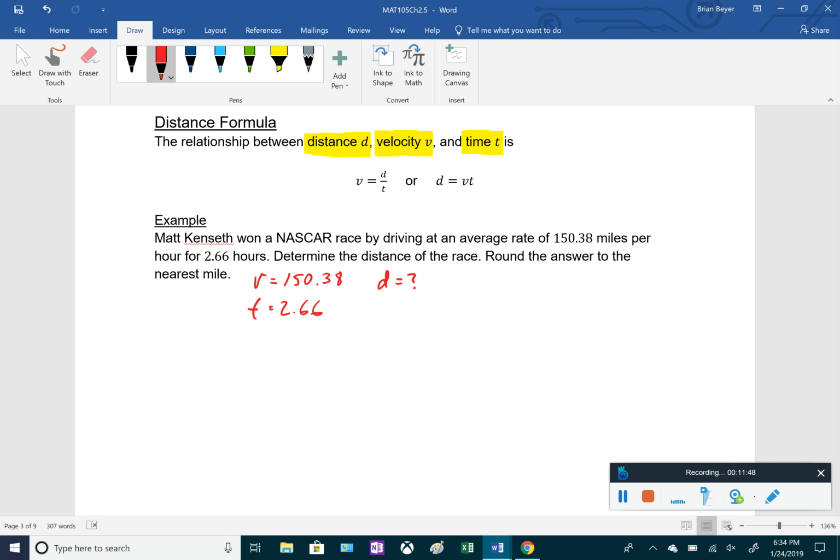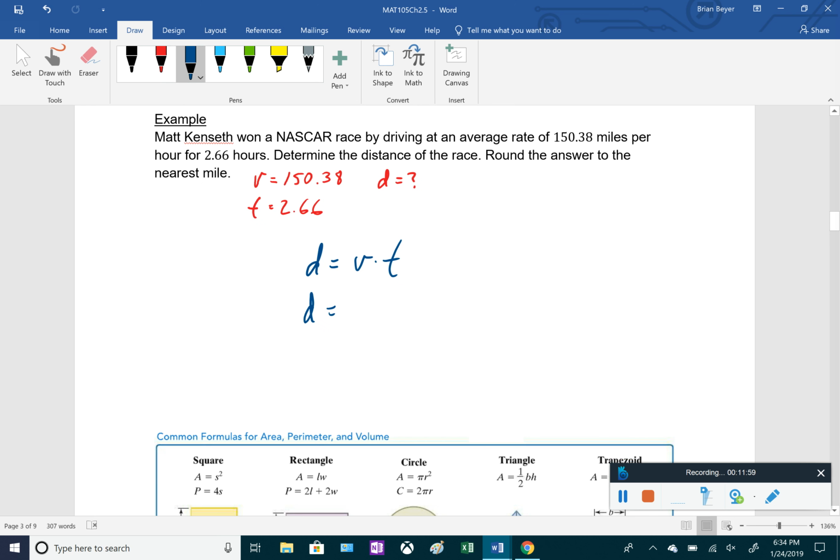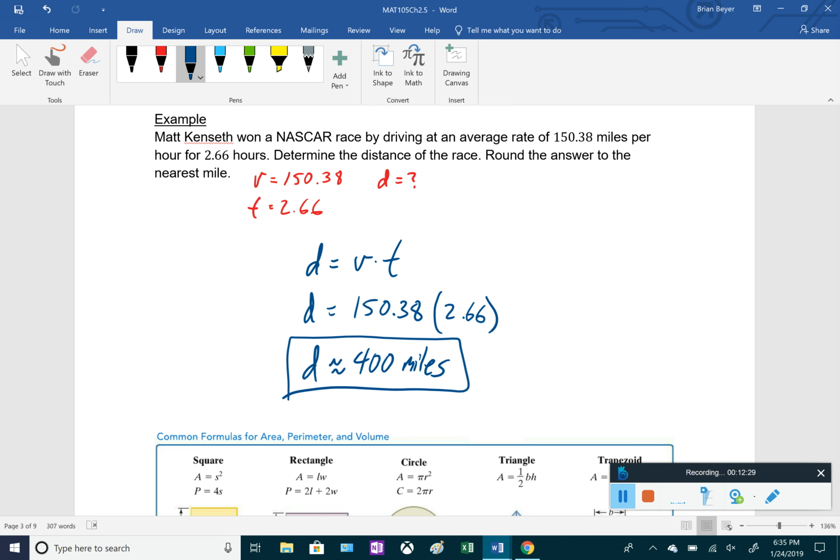So since we're looking for d, we might as well use the version where it's already solved for, which would be d equals v times t. So we're just going to plug these in. So v here is 150.38, and t is 2.66. So we're going to multiply these together. And it says round to the nearest mile, so it looks like it's going to be 400 miles. So the race was 400 miles.